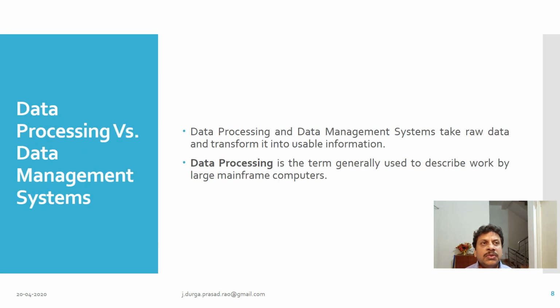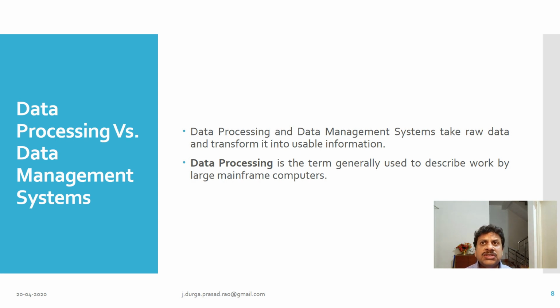Now we'll go to the topic data processing versus data management system. Now what actually is data processing? Let us first understand. Data processing is the term generally used to describe what was done by large mainframe computers from the late 1940s until the early 1980s. Large volumes of raw transaction data were fed into programs that update a master file with fixed format reports written to the paper.